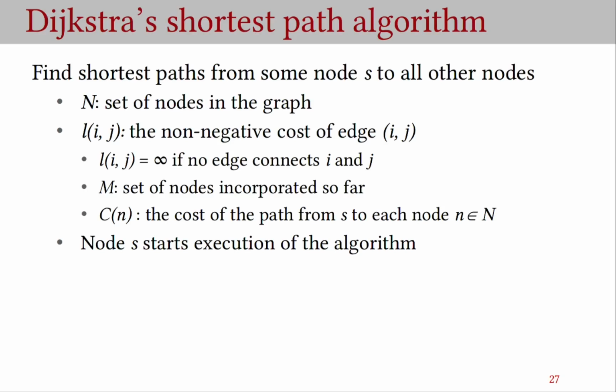Now we are going to see how route calculation is done in link state routing. So link state routing uses Dijkstra's algorithm to compute shortest paths. And so we are going to first discuss Dijkstra's algorithm, and then we are going to use what's called the forward search algorithm that is used in link state routing. So Dijkstra's algorithm finds shortest paths from some given node S to all other nodes in the network. Here are some of the notations that we're going to use.